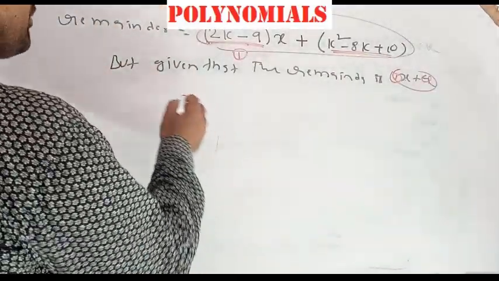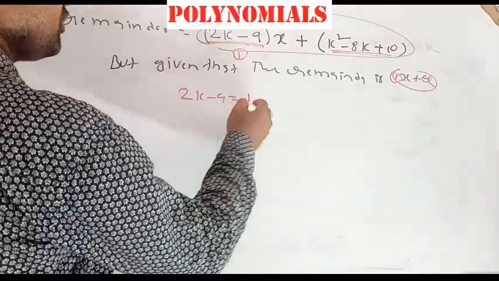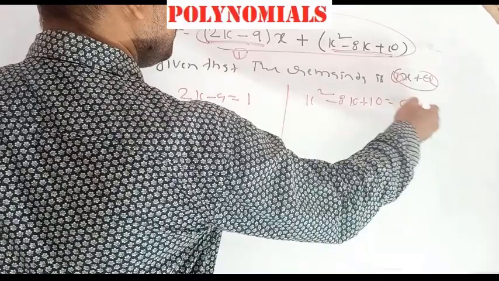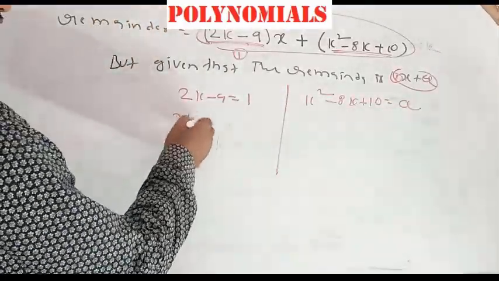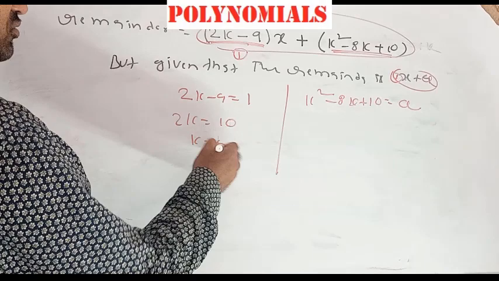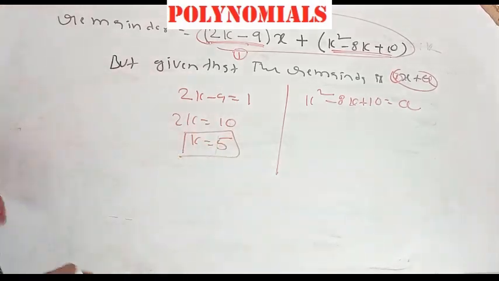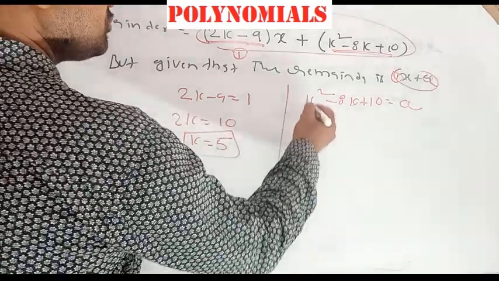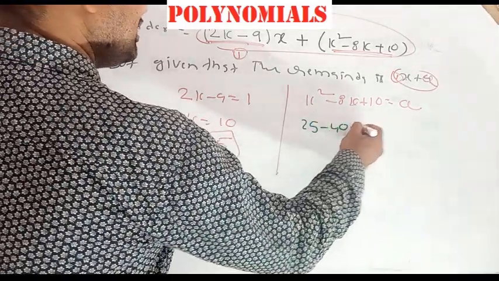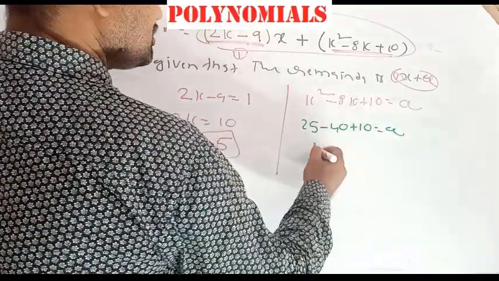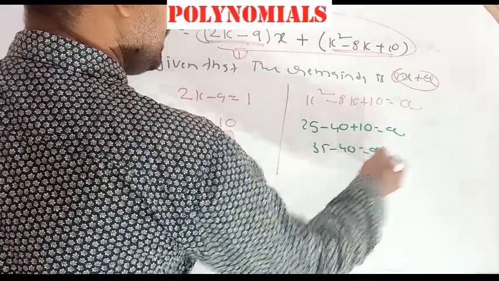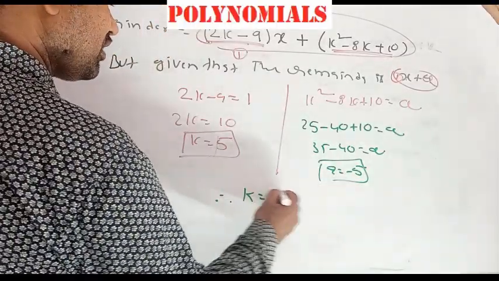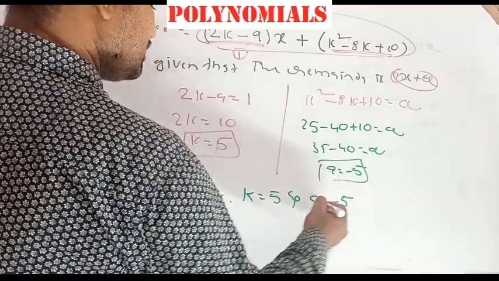First of all, I compare 2k - 9 equal to 1, and k^2 - 8k + 10 equal to a. So 2k = 10, k = 5, the corresponding k value is 5. Now we want to find the value of a. Already we got k = 5, now substitute here: 25 - 40 + 10 = a. This is 35 - 40 = a, so a = -5. Therefore k = 5 and a = -5.